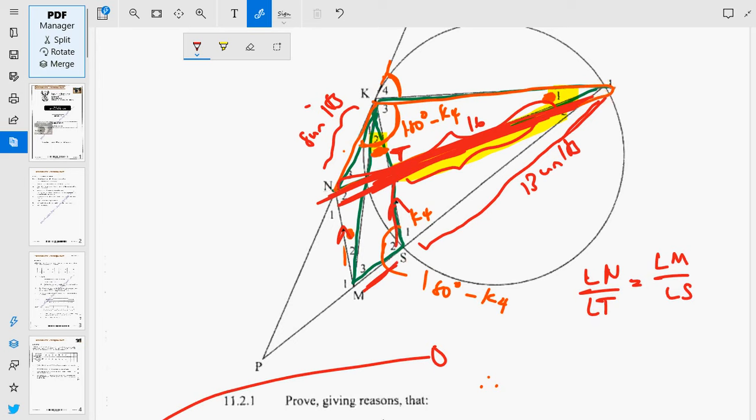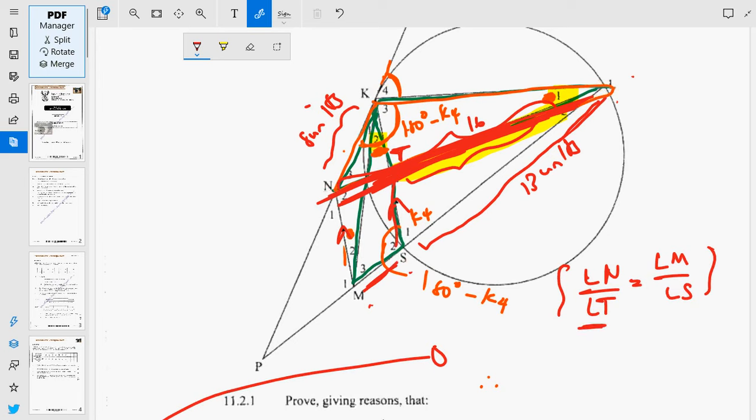Okay, how did I get that? The reason is that you don't have to prove this. You're supposed to know it. It's a theorem. NLM is similar to TLS. Then I use proportionality of sides there. You don't have to prove the proportionality, please don't. Okay, so I'm looking for LT.